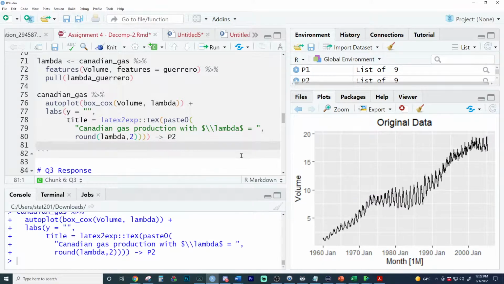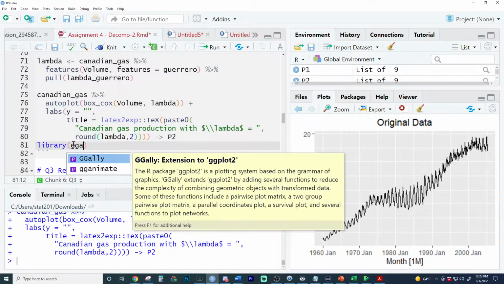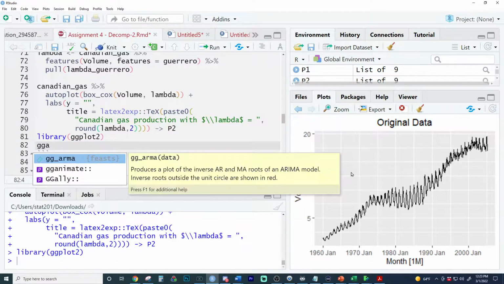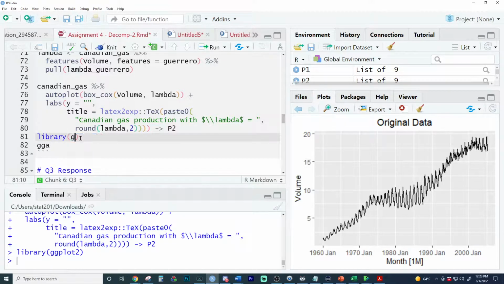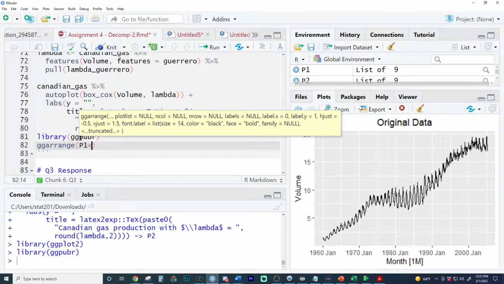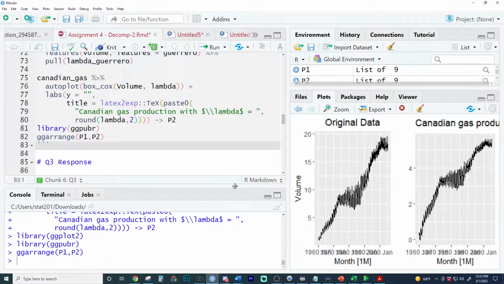Where's ggrange? So think about that. Correlation only applies to what? Where's ggrange? What? Do I not have ggplot2? Where is ggrange? ggpubr. You gotta know all your packages. You gotta know what you're looking for. P1. There we go.